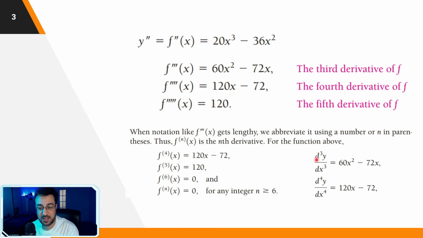Then sometimes you see d3 of y over dx cubed. That means it is the third derivative of y, or in other words, it is the y triple prime, or it is f of x triple prime, f of x 3 times in short. And so on and so on, all the way to f of n of x equals and so on. As easy as that.